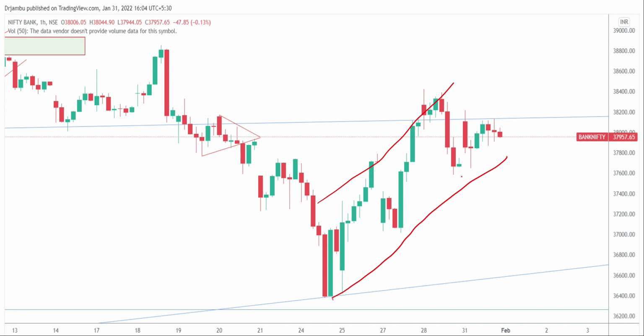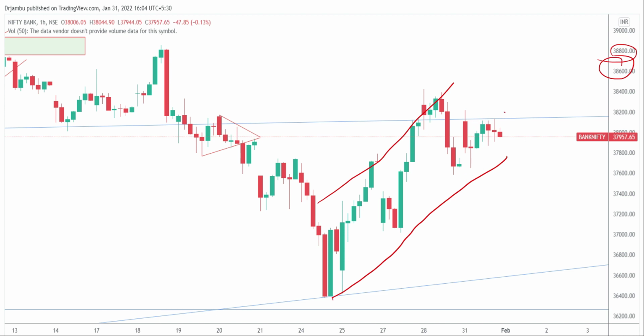And in today's session, if the market sustains above this support point, then we can expect a good rally up to 38,600 to 38,800 levels on the upper side. And if the market couldn't sustain above this level, then we can expect a fall up to 36,800 to 36,400 levels on the downward side.